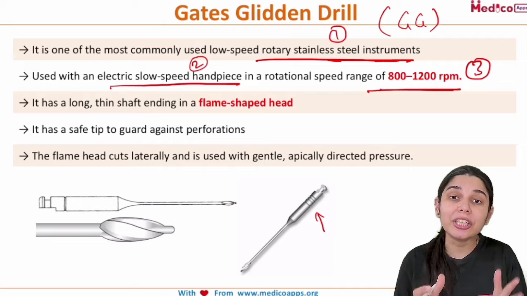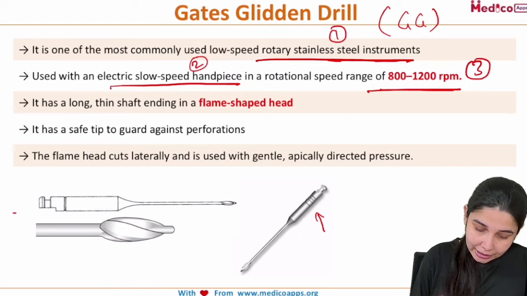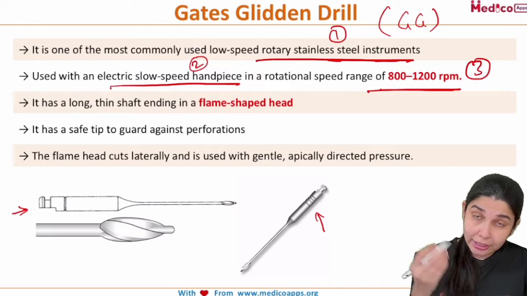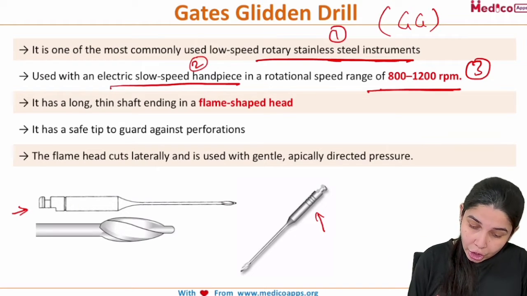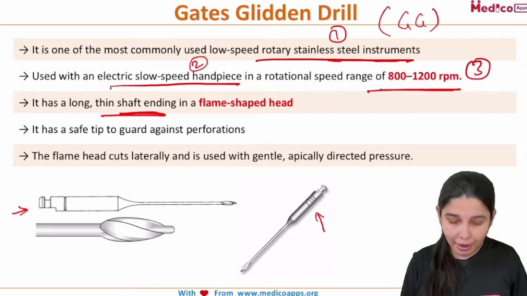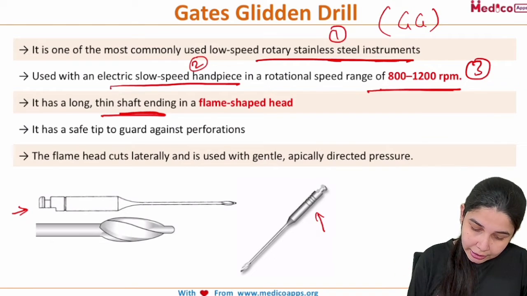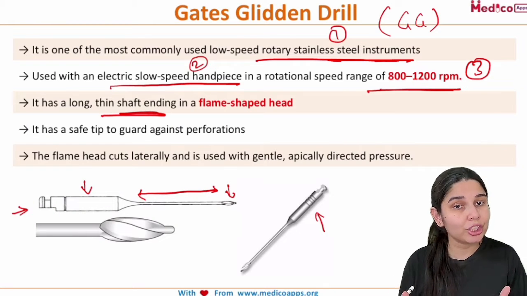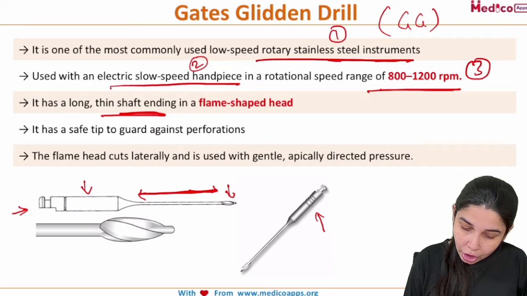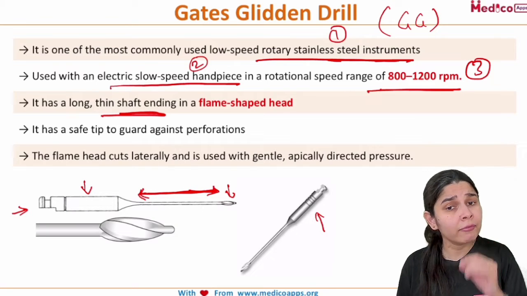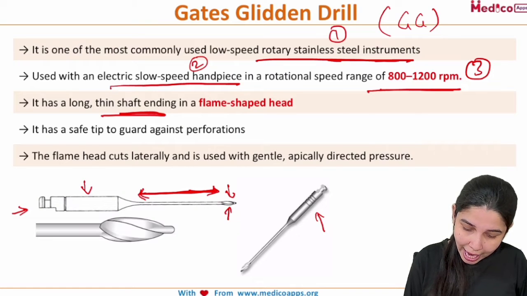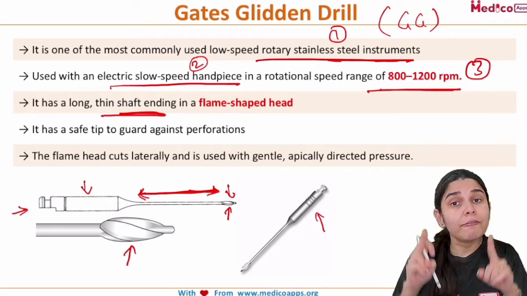Moving ahead, how does this appear? So this GG drill appearance is this, which I have just shown you. But how will you define it? This GG drill has a long, thin shaft. What is a shaft? This is the handle, this is the working end, and the connection between the working end and the handle is known as the shaft. So this is a long thin shaft with a head. The working head here is flame shaped. As you can see here, it is a flame shape.